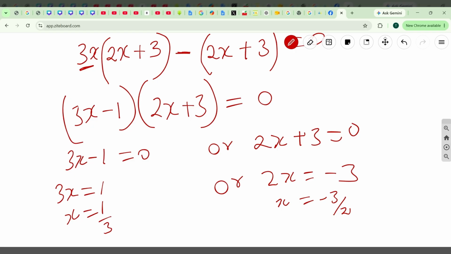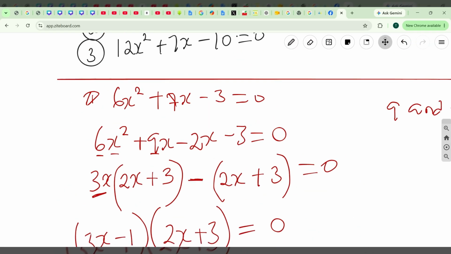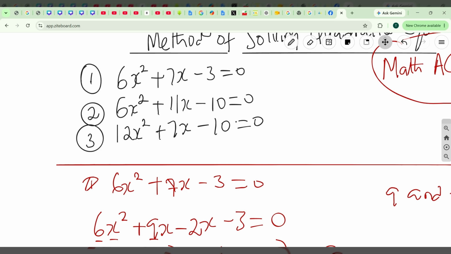All right, let's move to the second question. Let's see what the second question says. Let's go back. The second question says 6x squared plus 11x minus 10x.